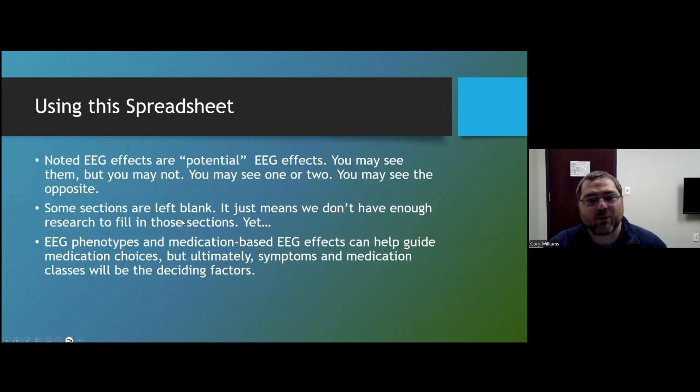And this is some of what I just talked about. The EEG effects are potential effects. You may see them, you may not. Some of the sections are blank. We just don't have the research yet. These sort of phenotypes can help guide medication choices, but ultimately symptoms and classes are the deciding factor, right? Not many psychiatrists, not many general practitioners are comfortable prescribing a stimulant for someone whose primary complaint is anxiety, okay? They're going to look at symptoms and they're going to look at class of medication.